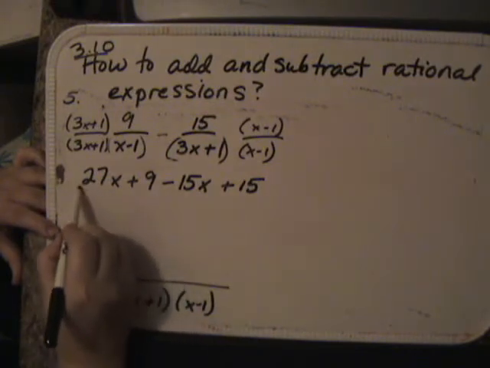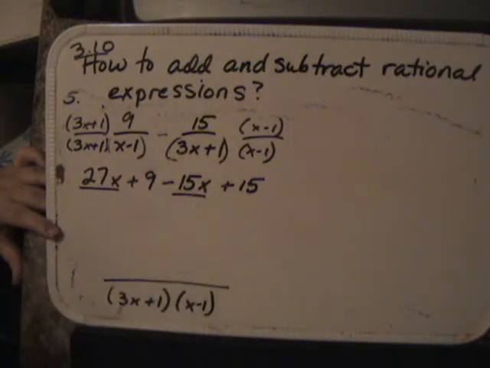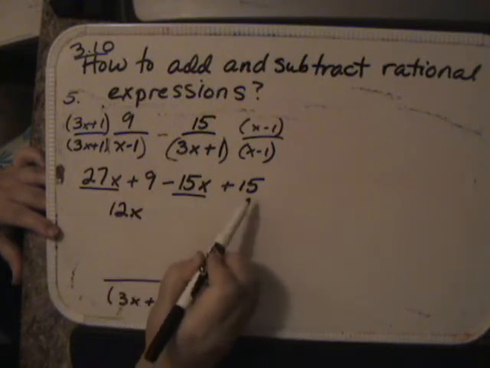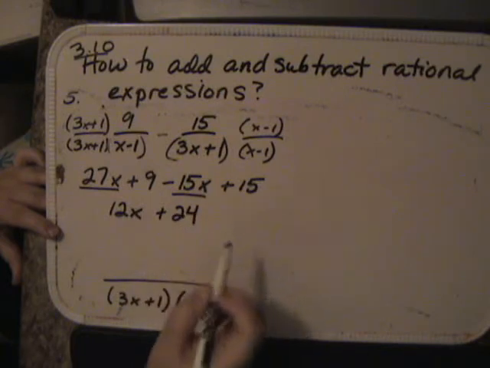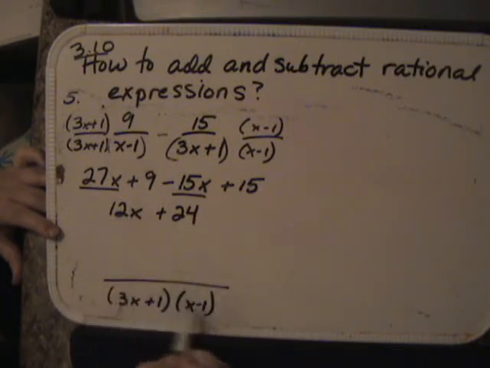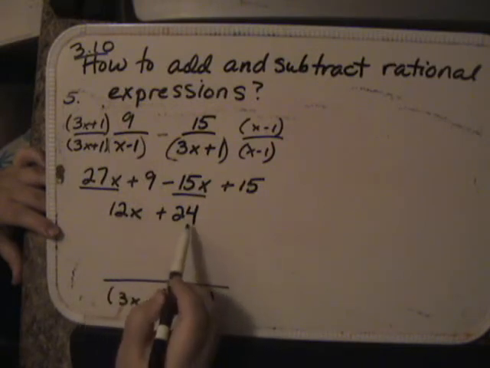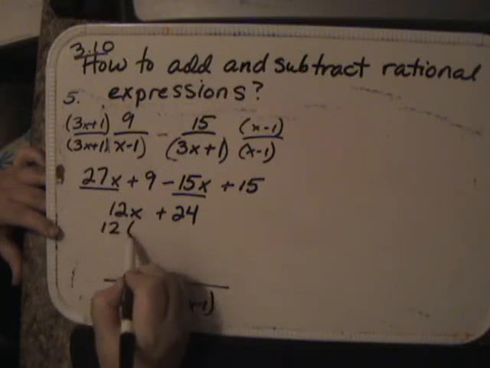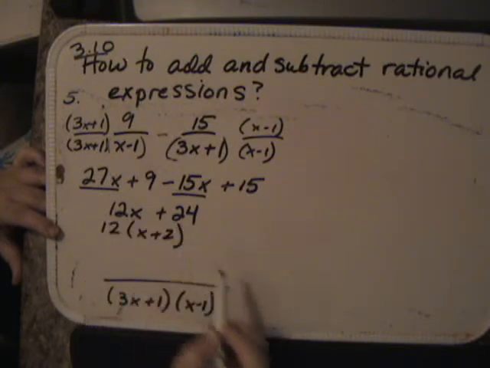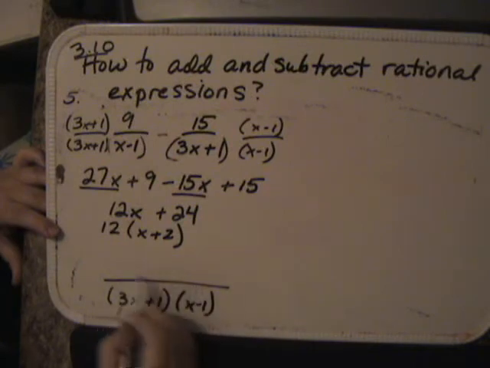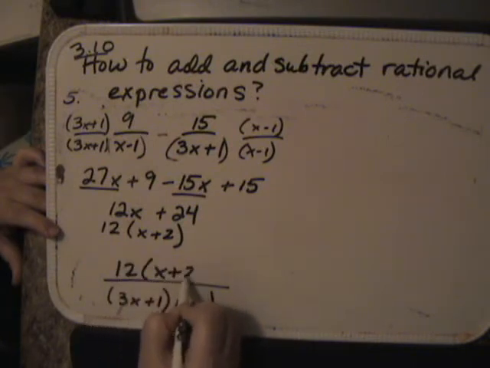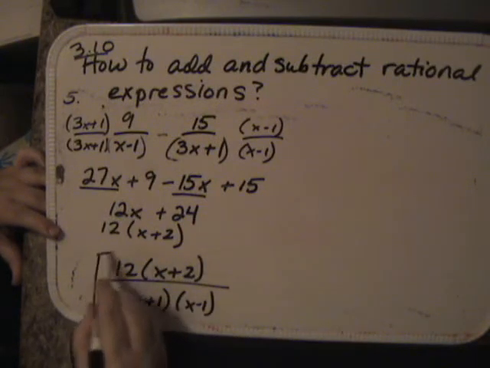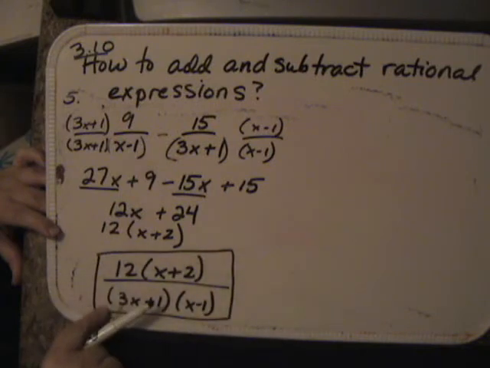Now we combine like terms. 27x minus 15x gives us, let's see, that is a 12x. And then 9 plus 15 is plus 24. So down here, I know this is going to be over my denominator, but I can still factor this. So before I put it down for my final answer, I'm going to factor out a 12, and this is x plus 2. So my final answer then comes down here, 12 times x plus 2, and let's check to see if anything can cancel, and I have nothing that can cancel. So that would be my final answer for this problem.